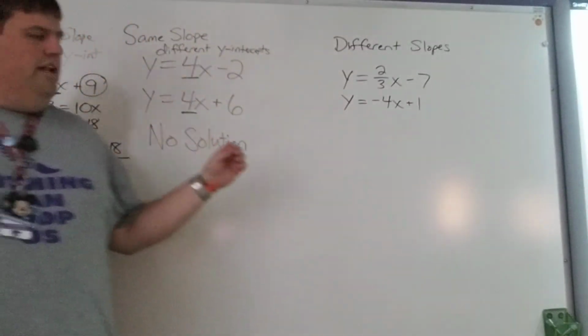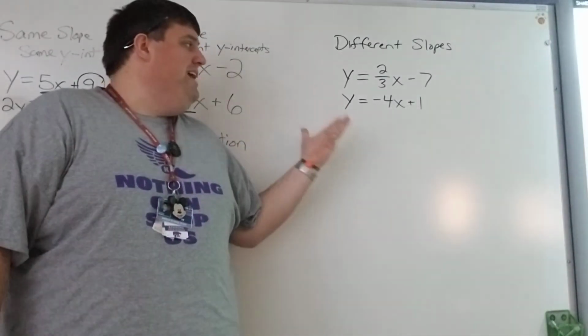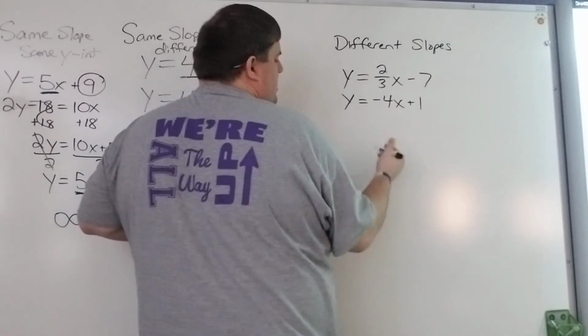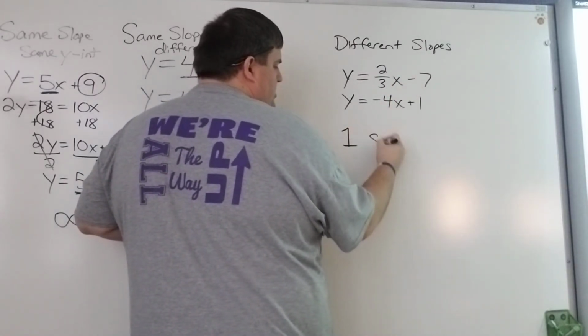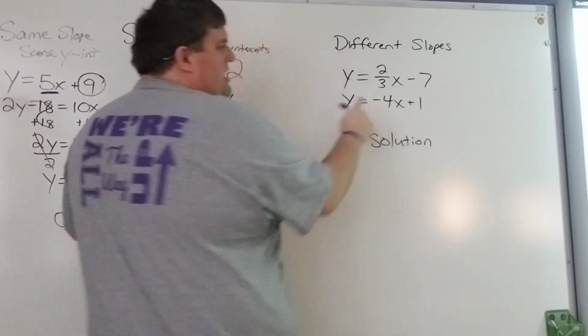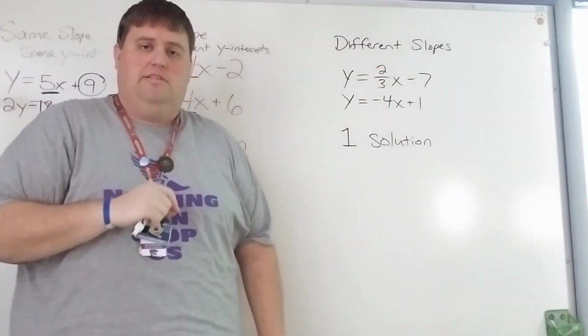All right, we're not going to talk specifics today. We're going to get there later this week about how we can actually solve this thing. But what I want you to see is that if they have different slopes, there's going to be one solution. There is some point where these two lines are going to cross. If the slopes are different, the lines have to cross.